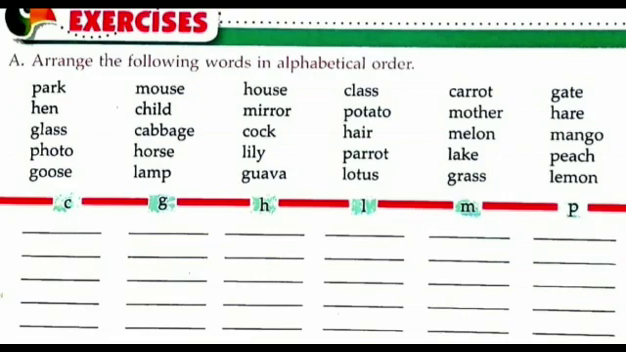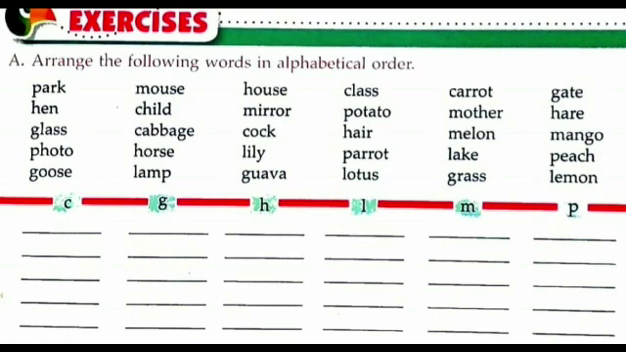Now this is the exercise. Question A. Arrange the following words in alphabetical order. We have many words here, and you have to arrange these words in alphabetical order, just the way we have discussed in the examples. Like in the first column, it's written C. That means you have to choose the words that start with C. All the C words, that means the words that start with C, should be arranged alphabetically, and you write it here.